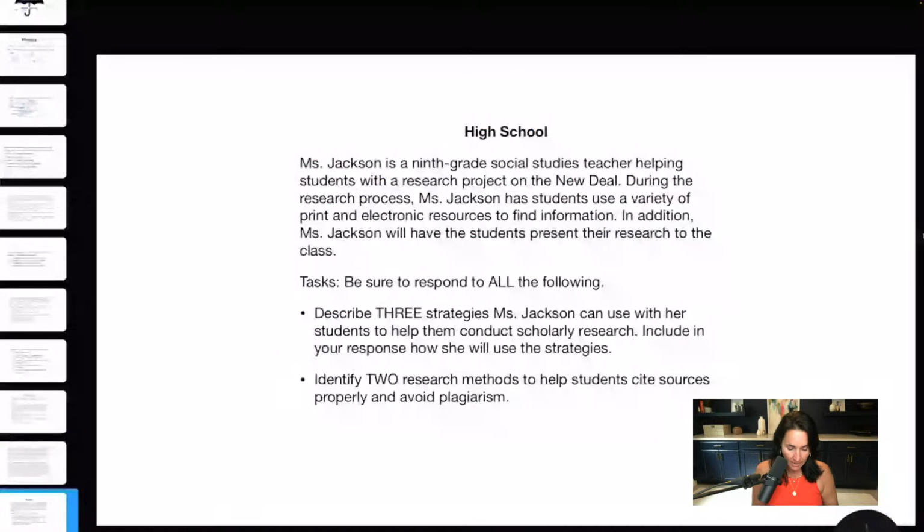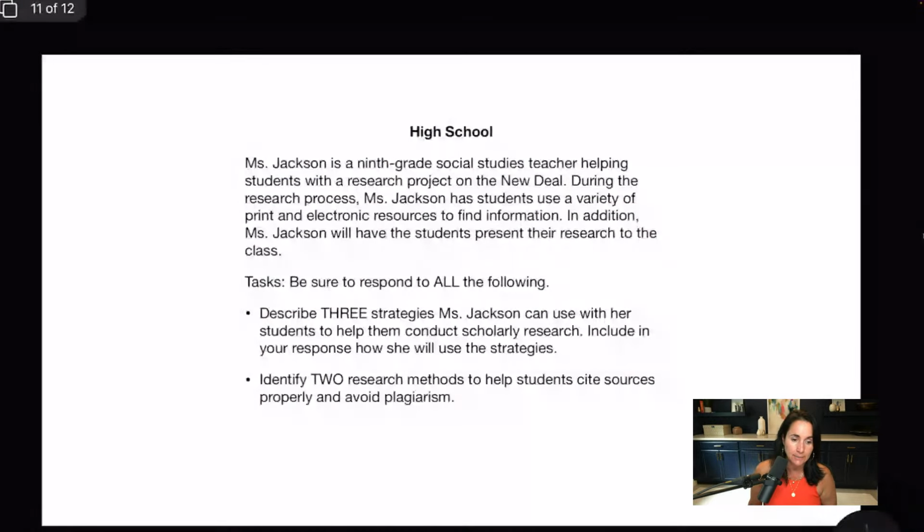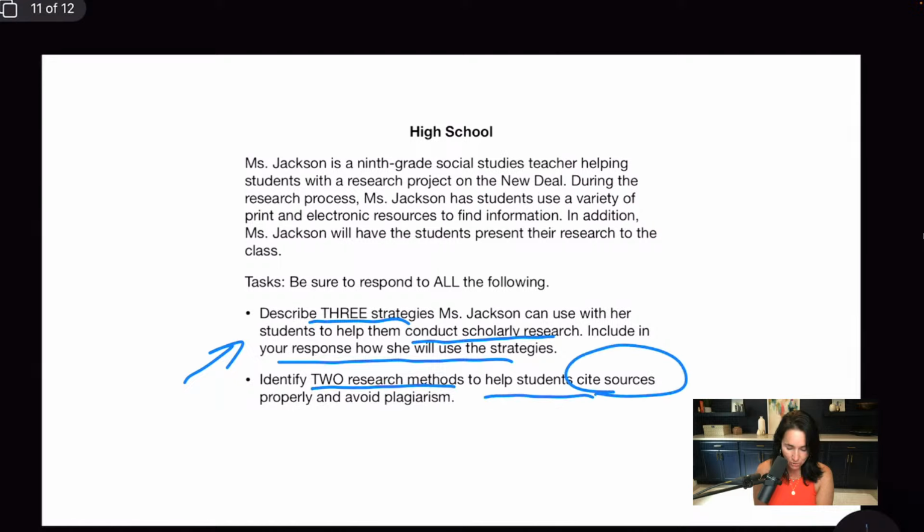All right, let's take a look at a high school example. So if you're taking the K-12, this is going to be that there. All right, so again, we're working backwards, starting with the task. Describe 3 strategies Ms. Jackson can use with her students to help them conduct scholarly research. Include in your response how she will use these strategies, okay? And then identify 2 research methods to help students cite properly and avoid plagiarism.